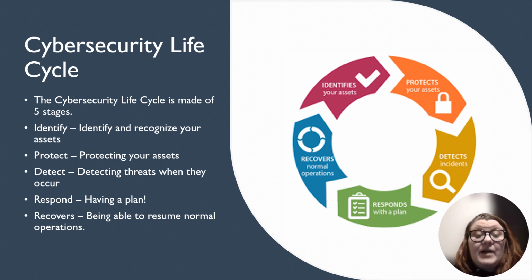So with all of these threats, how are we going to protect against them? The cybersecurity life cycle is made up of 5 stages. These 5 stages help you protect your company and data overall. The first stage is the identify stage. This is where you determine what your assets are, including devices, networks, servers, and other information. You need to know what you have in your organization before you're able to come up with a plan to protect it.